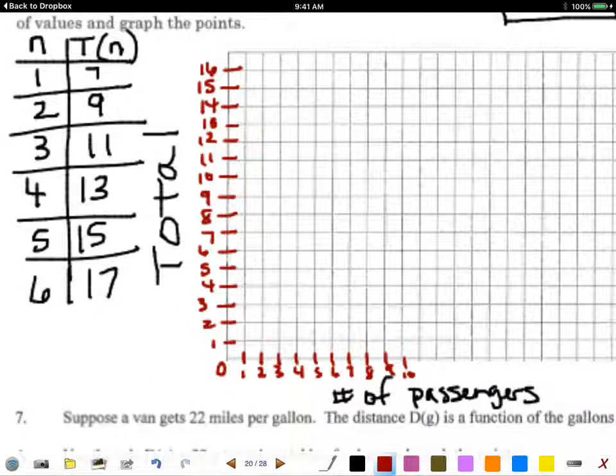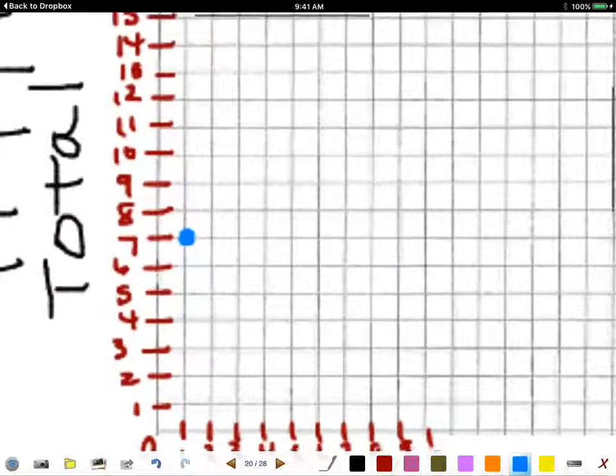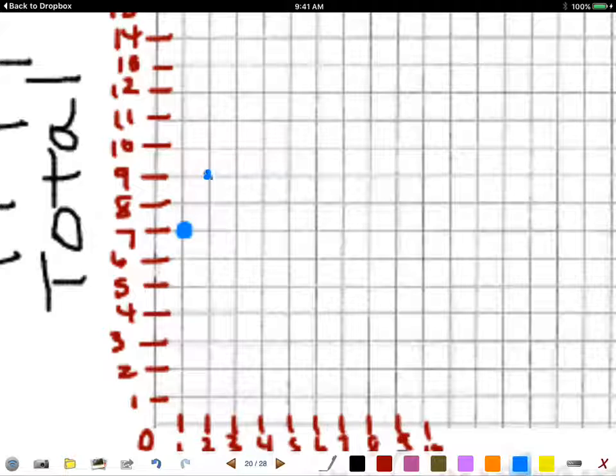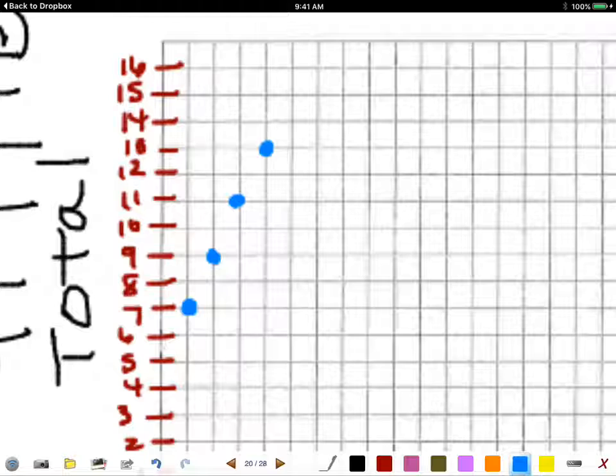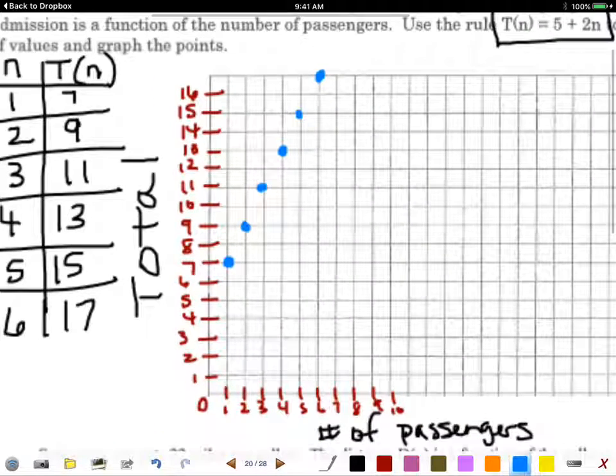Okay, and then we're going to plot the points. So 1 gives us 7, right? So we go over 1 and up to 7, and then over 2 and up to 9, 3, 11, 4, 13, 5, 15, and 6, 17. I should have gone... So you can see that it's a linear graph here. Okay?